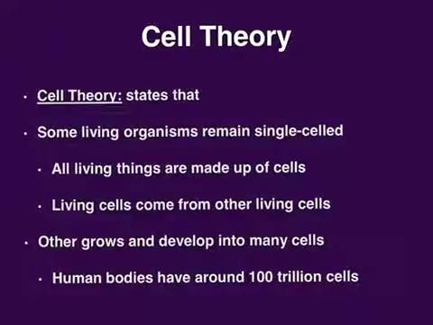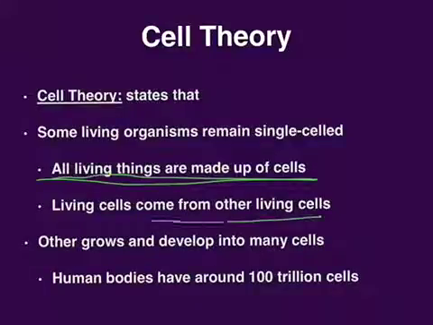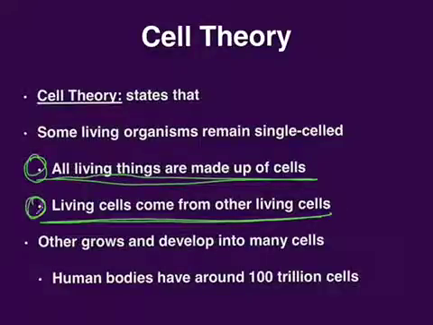The cell theory states that some living organisms remain single-celled, but all living things are made up of cells. Living cells have to come from other cells, and cells can grow and develop into many cells. Like the human body has up to 100 trillion cells, whereas a single-celled bacteria, like the bacteria that causes strep throat, is just a single-celled organism. But these 2 bullets right here are your main components of the cell theory.